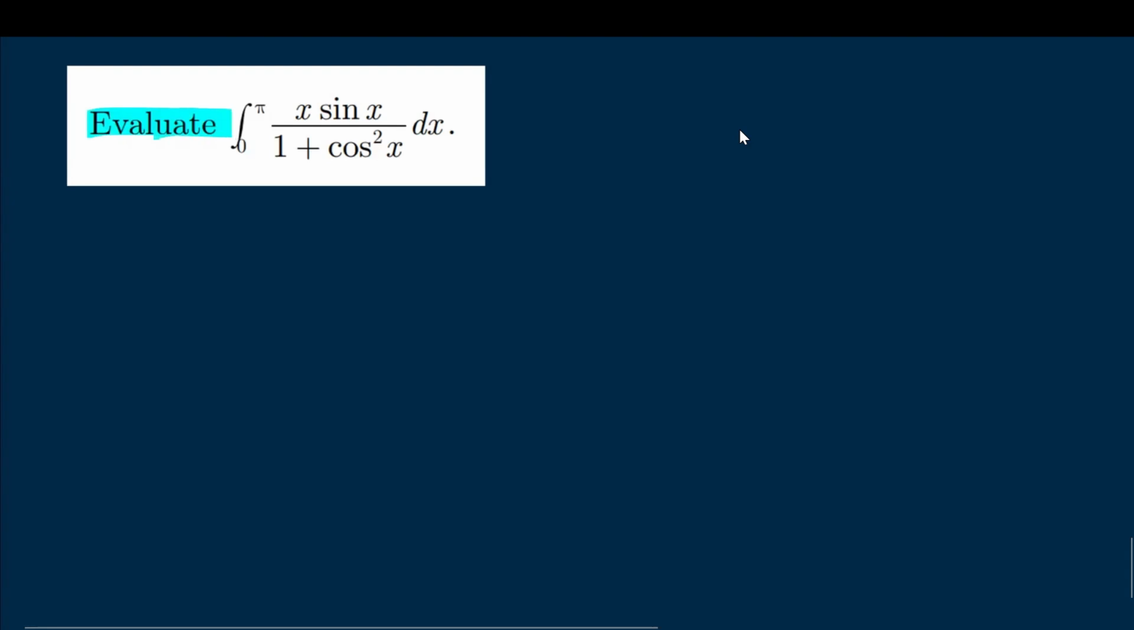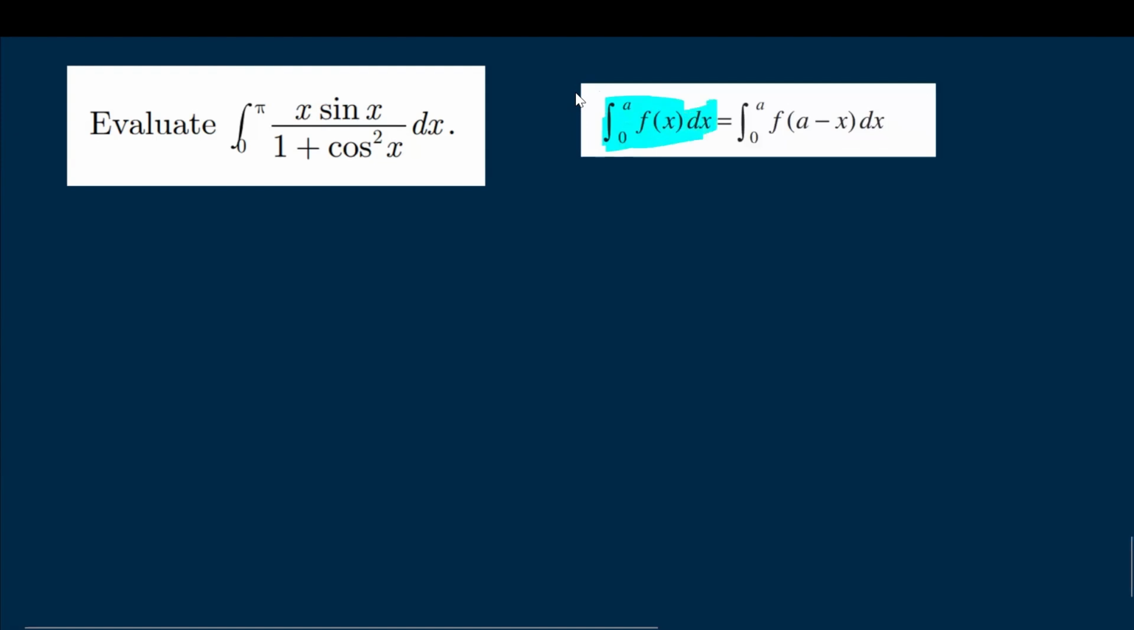The next question here is to evaluate the integral from 0 to pi of x sine x over 1 plus cos square x dx. Now, the first thing that we should think about is to get rid of this x, and then only we can find its integration. For that, we are going to use the fact that the integral from 0 to a of f(x) dx is the same as the integral from 0 to a of f(a minus x). So I'll consider this to be I and mark this as equation 1.